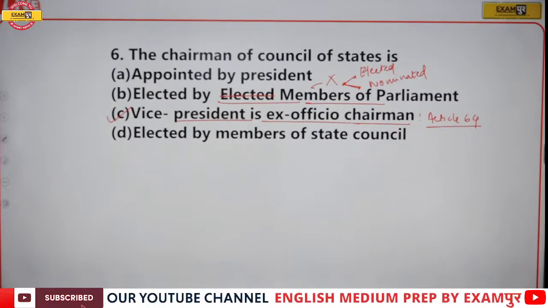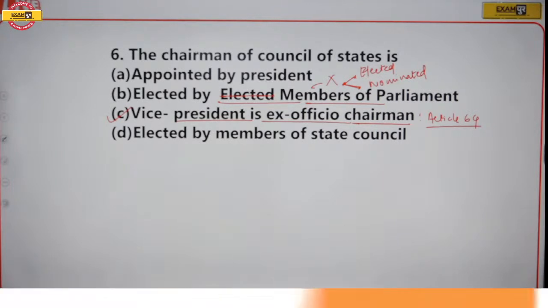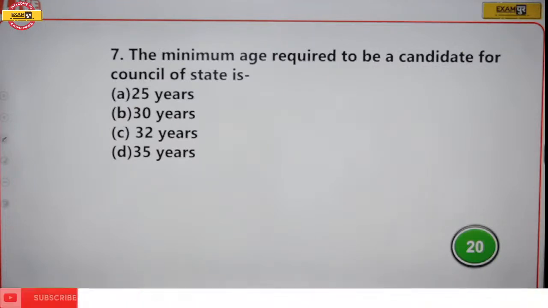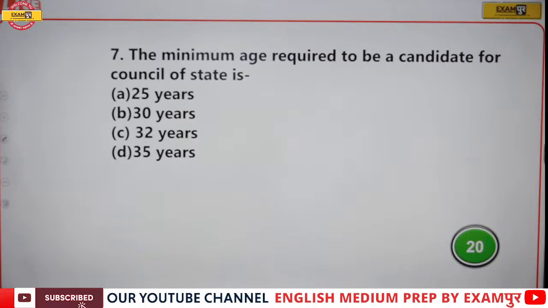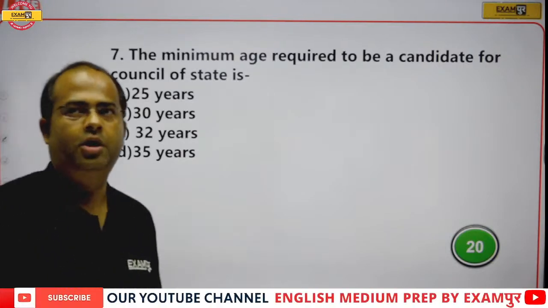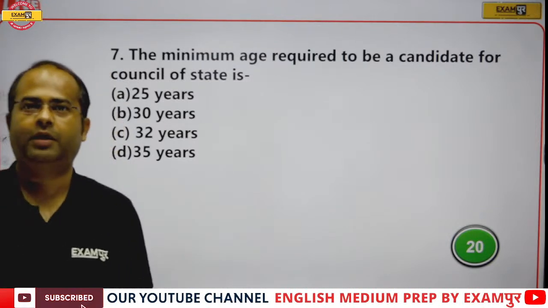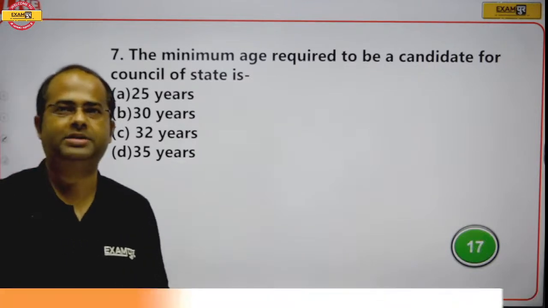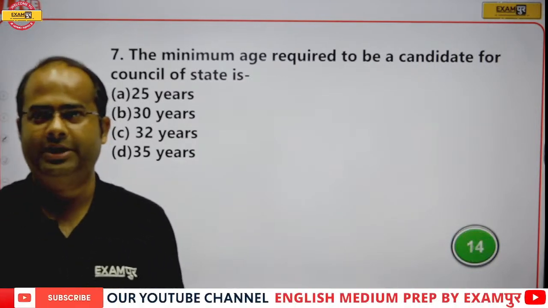So I hope that should be clear to all of you. Then let's move to the next question. Now, what is the minimum age required to be a candidate of the Council of State? Two back-to-back easy questions so that you can gain your confidence. Is it 25 years, 30 years, 32 years, or 35 years?